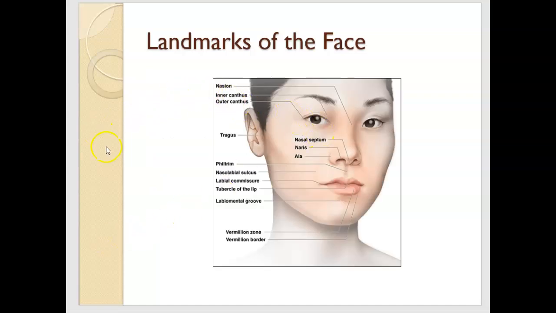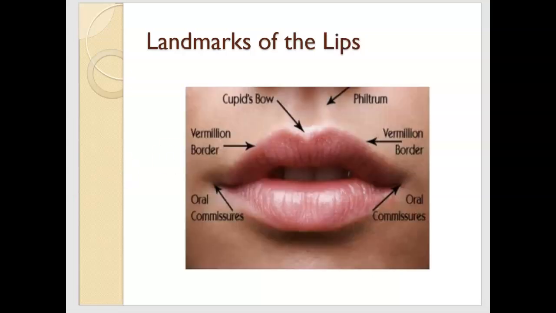And if you notice in some of these areas, here's the ala of the nose, the tragus of the ear, the inner and outer canthus, and then landmarks of the lips: vermilion border, the vermilion zone, the philtrum, the oral commissures.